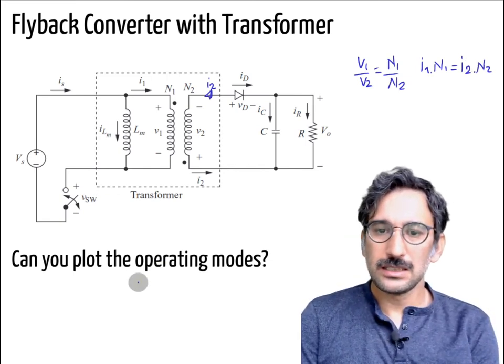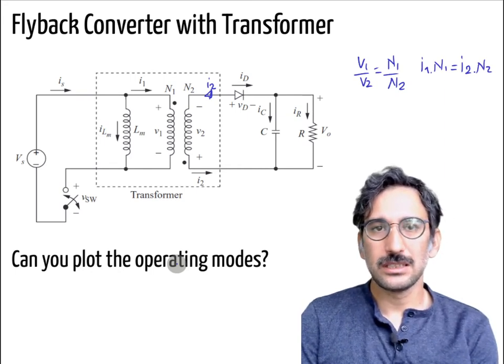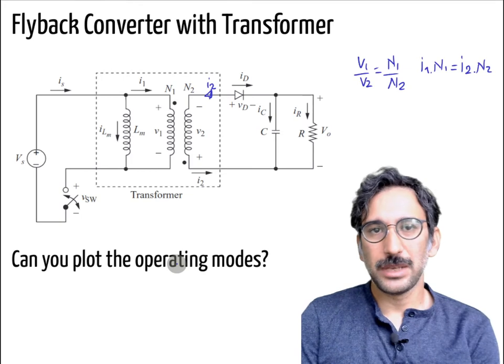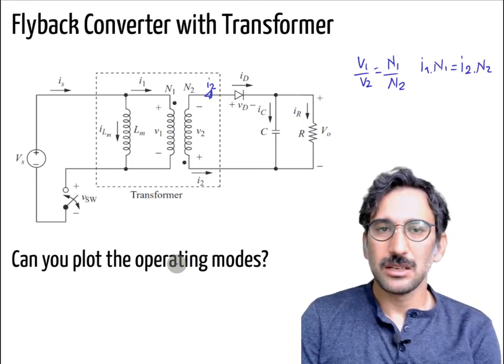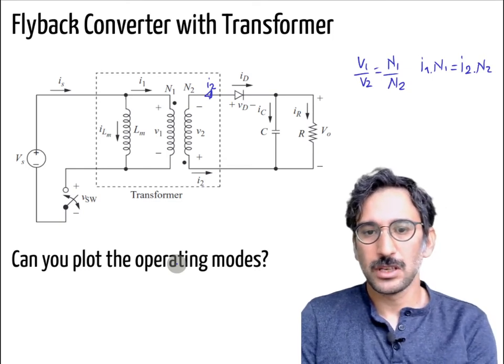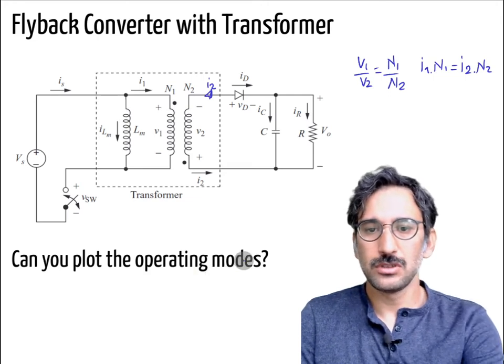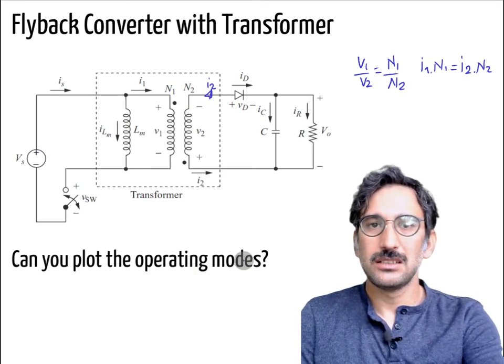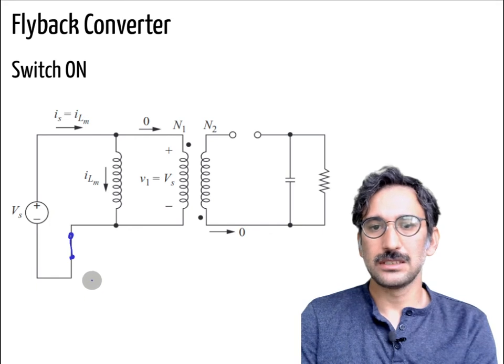Anyway, let's try to, again, first I will not get into the mathematical calculations. Let's try to understand the main concept, and once we understand the main operation modes, then we can derive the relation between the input and output voltage. Okay, so let's try to plot the operating modes. So first, what happens when the switch is closed? So our switch is here, now closed.